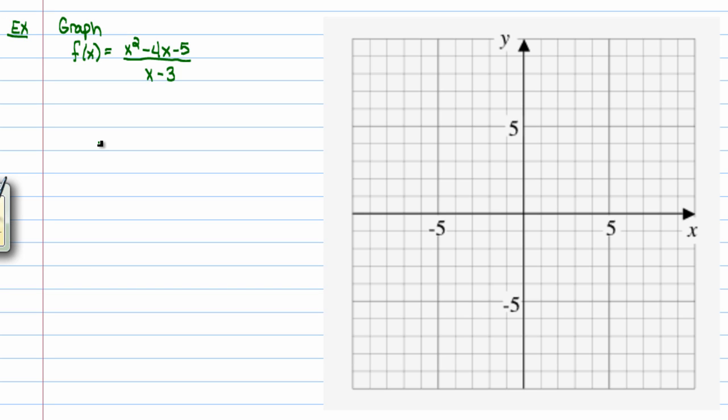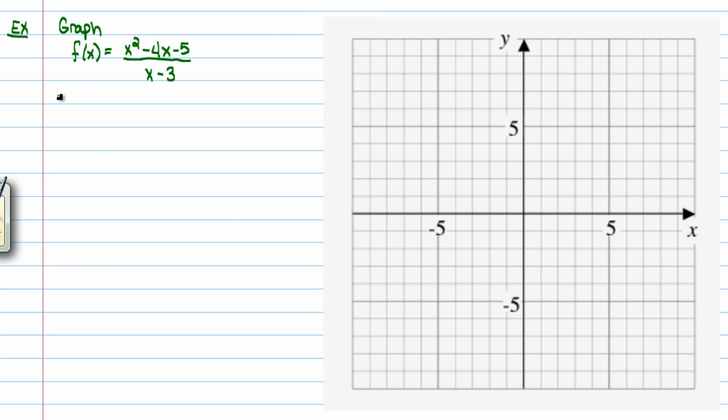As a final example, I want to introduce this idea of having a slant asymptote. Notice the degree of the numerator is higher than the degree of the denominator. This creates what is known as a slant asymptote. Because they're not the same degree, it will not be a horizontal asymptote. And because the degree of the denominator is not larger than the degree of the numerator, it also will not be a horizontal asymptote on the x-axis. So let's go ahead and see what happens with this.